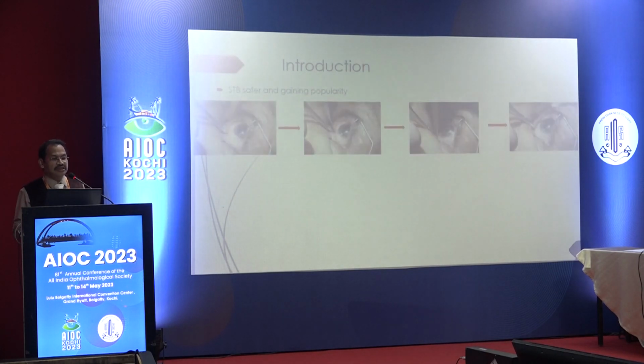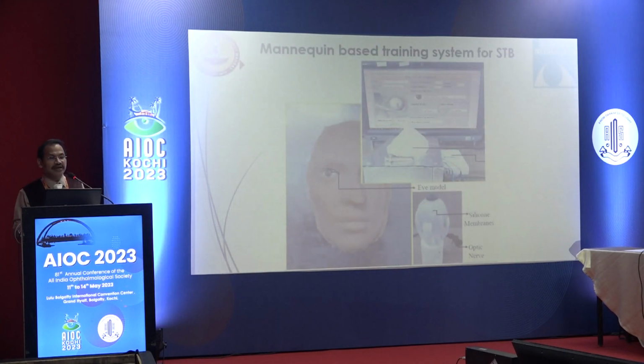As you all know, the subtenons is gaining popularity now, and they say it is safer. But still there are some major complications that can occur, as I was mentioning here. It can result in orbital and retrobulbar hemorrhage, globe perforation, and central spread of local anesthetics. It requires a thorough knowledge, practical skills, and an anatomically accurate training and evaluation system is needed. Unfortunately, there was no training system available so far for practicing subtenons block. With this as background knowledge, we developed this mannequin for practicing subtenons block.